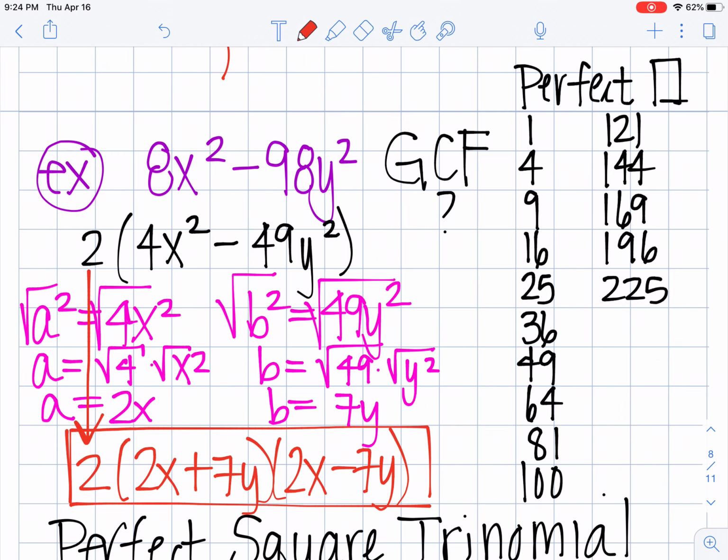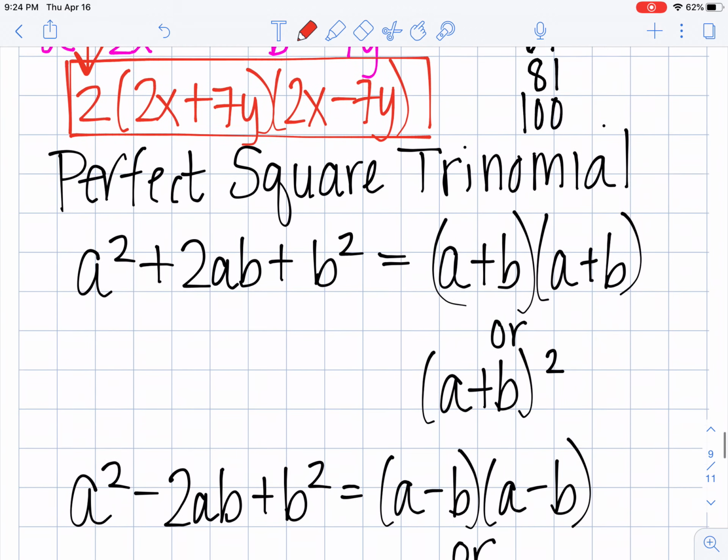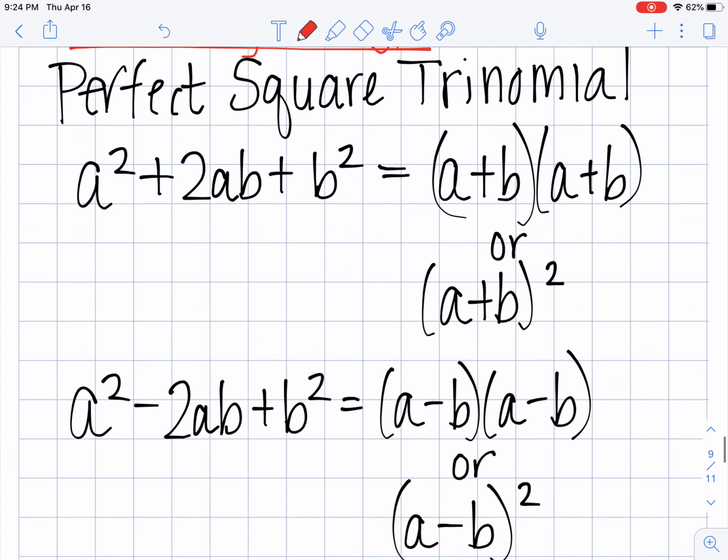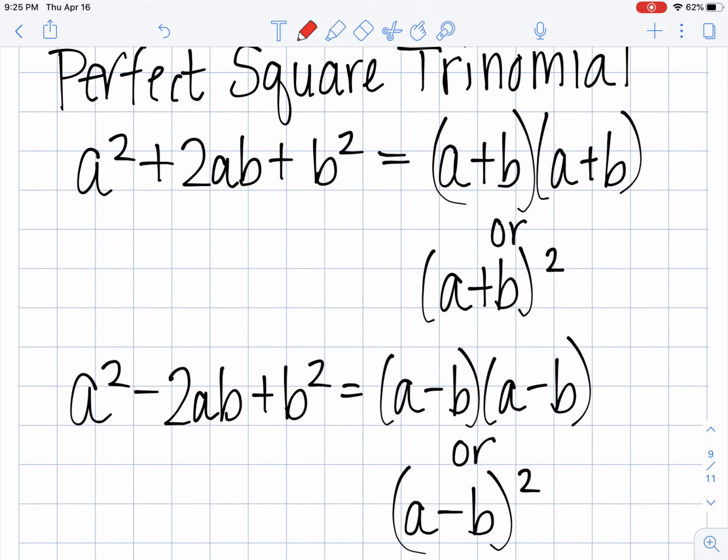Okay. The next type of special factoring is called a perfect square trinomial. So a perfect square trinomial looks like this. This is the formula. It's saying I have some a squared plus 2ab plus b squared, which factors into a plus b times a plus b, which is really the same as a plus b squared.